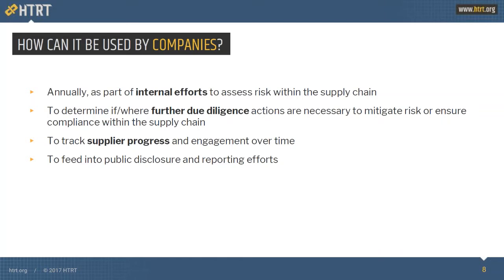And last but not least, companies are using the HTRT to feed into public disclosures and reporting efforts. To give you an example, the UK Modern Slavery Act requires companies in scope to disclose the efforts they're taking to try to eradicate modern slavery and human trafficking from their supply chains. Companies can use the data they're collecting with the HTRT to create more robust disclosures. On the other hand, just by using the HTRT itself, as a risk assessment tool and a data collection tool, companies can talk about this as part of the wider due diligence program and process they will have in place to respond to issues like slavery and human trafficking.